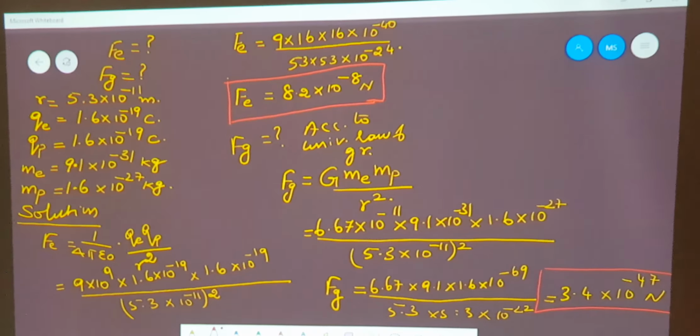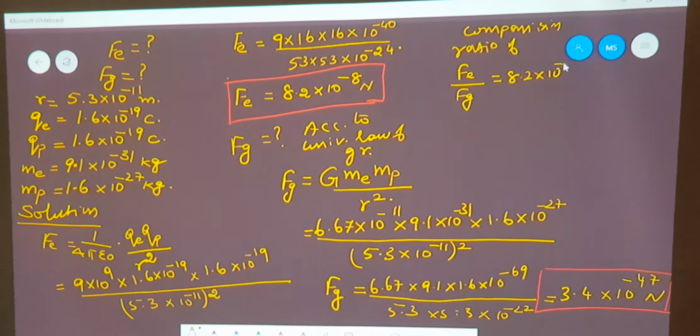Okay, now this problem is over, but you can compare the value of Fe with the Fg. So let us put it here, comparison. What we are going to compare? Comparing between gravitational force and the electrostatic force. You take the ratio, so ratio of Fe divided by Fg. What is Fe? 8.2 into 10 to the power of minus 8.